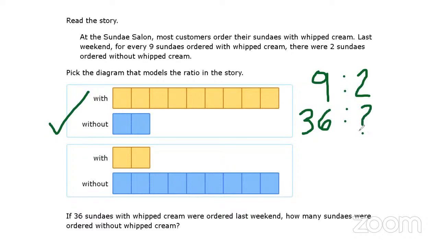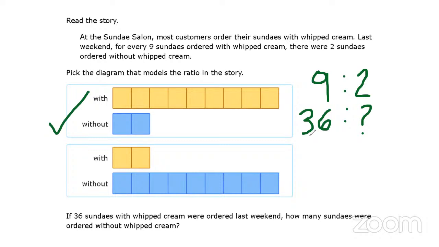All right. So if for every 9 with whipped cream there are 2 without, it means we need to see how many equal groups of 9 we can get from 36, correct? Because we need to now figure out this relationship. And in order to do that, what would we need to do to find how many equal groups of 9 we can get from 36? And what will our answer be? Go ahead, express that to me, because I can see that you all are really working this out.